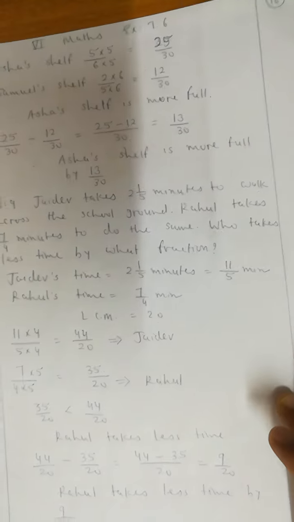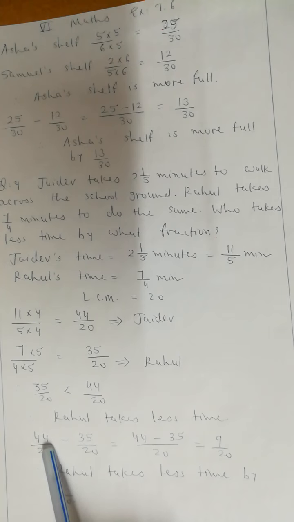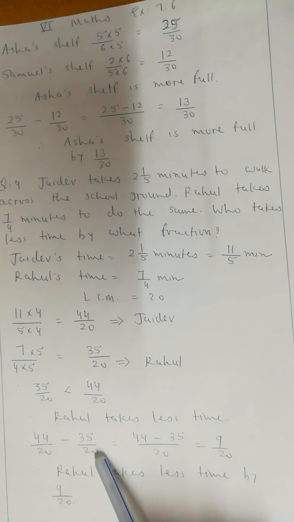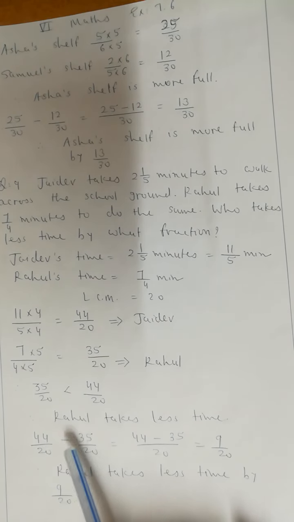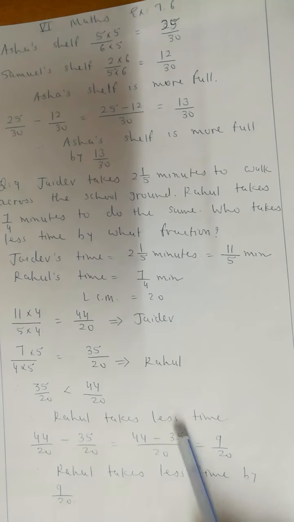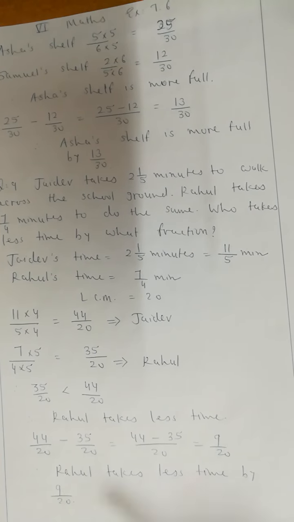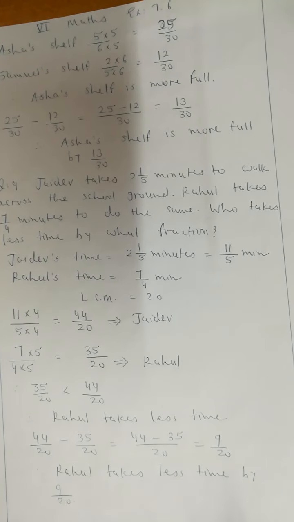By how much? Then you have to subtract. Subtract the smaller number from the bigger number. 44 upon 20 minus 35 upon 20. Denominator is 20. Now subtract 44 minus 35. Answer will be 9 upon 20. Means Rahul takes less time by 9 upon 20 than Jaidev.